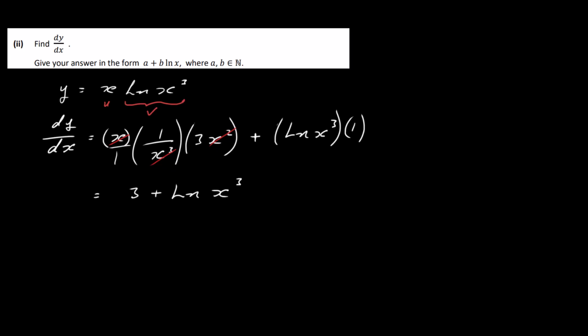Now it said give your answer in the form a plus b log x. We do have a b here. The b is 1 if you like, but it's not log x, it's log x cubed. So you know from your laws of logs that you can take that power and bring it down here. So let's do that. So we've got 3 plus 3 log x. Now that's in the form a plus b log x. And that's really it for this part of the question and this question itself.